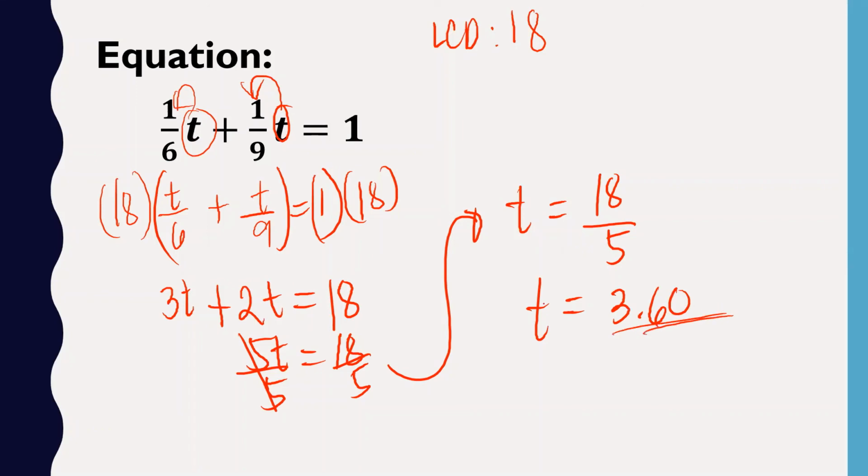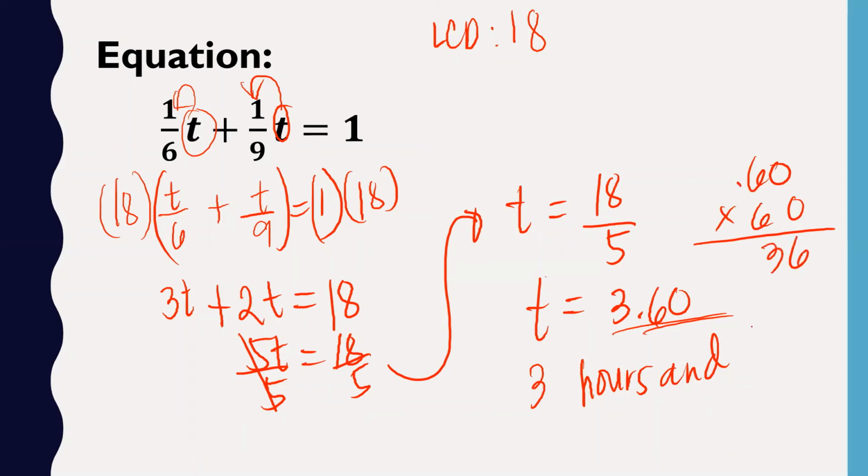But we need to convert this time to hours since we're looking for the time. So 3 is already 3 hours. And 0.60 times 60 minutes, that would give us 36 minutes. So, when the two pipes work together to empty the pool, it would take them 3 hours and 36 minutes to empty the pool.